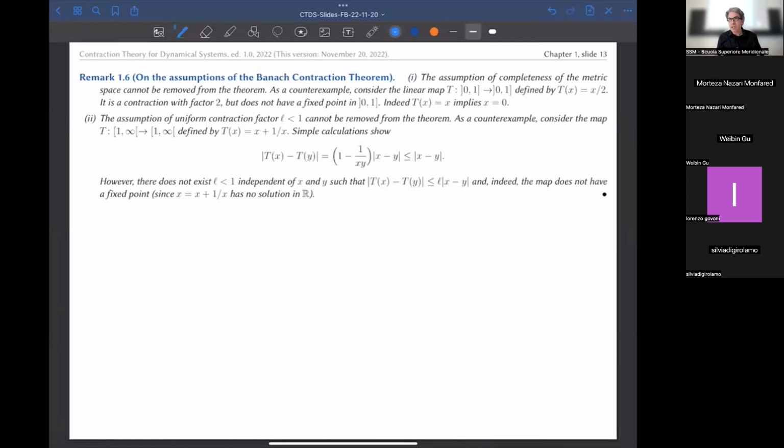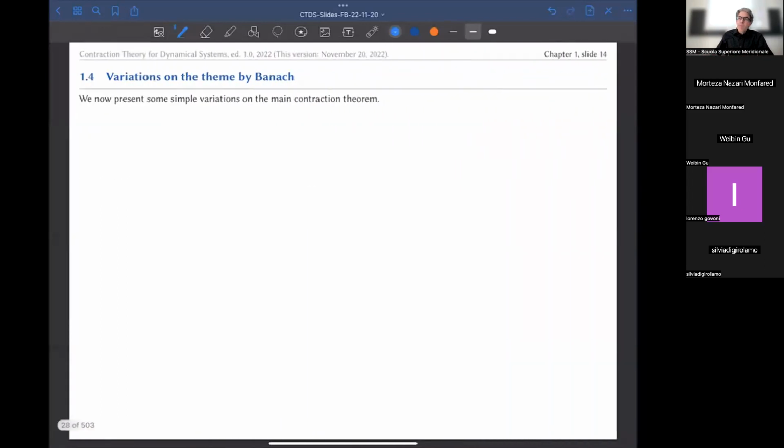I'll let you read about whether you can weaken the assumptions. That's very interesting. That's your problem. If your problem does not satisfy the assumptions exactly, there are all sorts of weakenings. But instead, I'm going to talk about these variations on a theme.